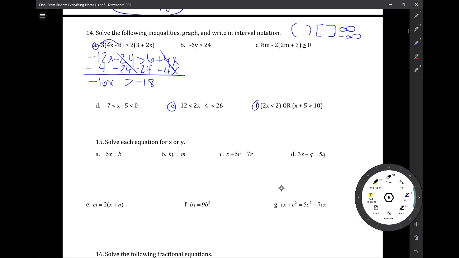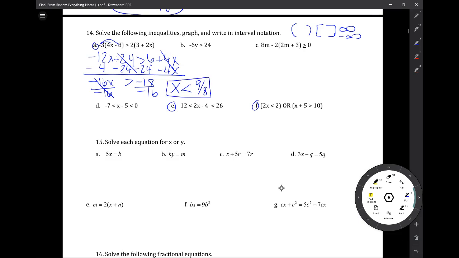Now, one of the big things you have to remember about solving inequalities is when you divide by a negative, your inequality, or sometimes I call it your alligator, has to flip the other way. So this is going to become x is less than, and then a negative divided by a negative is actually a positive. So that's going to be my answer in inequality notation.